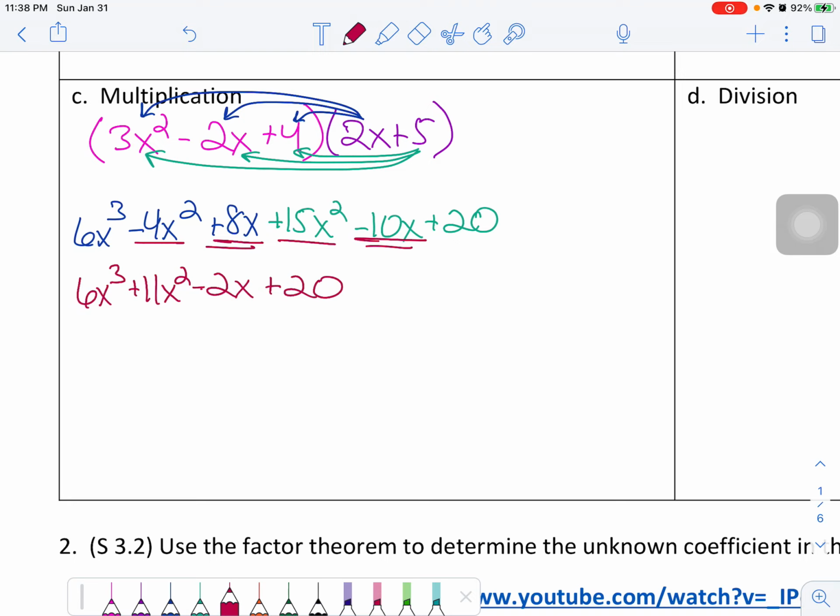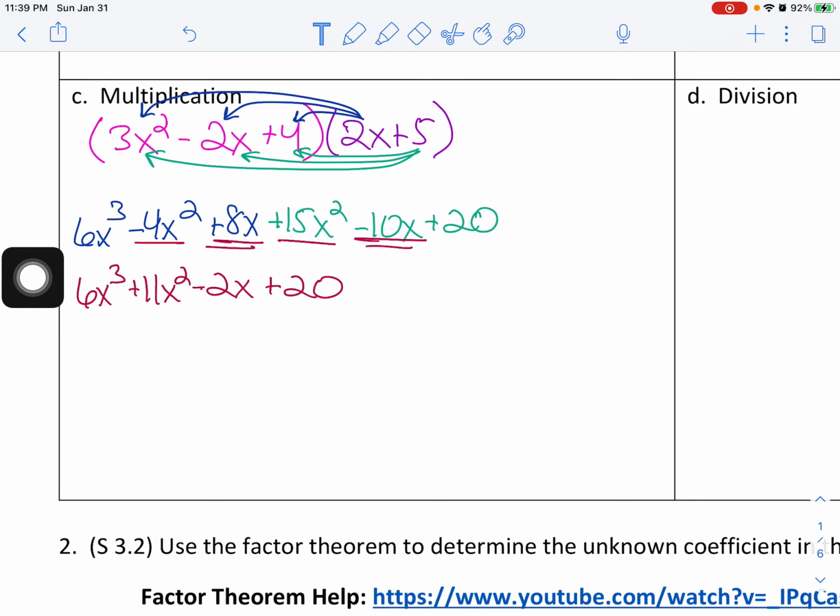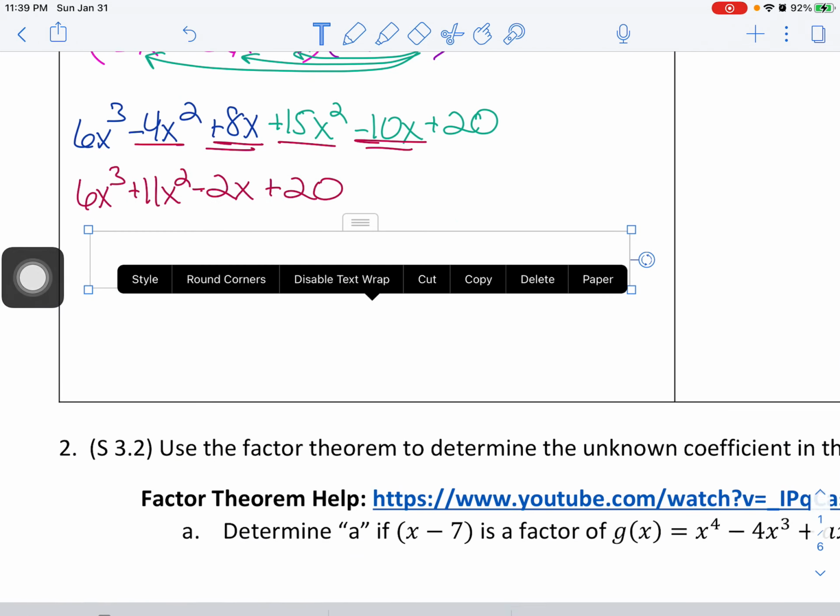Now, I've said it a bunch of times already in this video. It does not matter how many terms you end up with here. You're going to create a polynomial. In all the times that we've been doing multiplication or distributive property, you've always created something that's a polynomial. So that's why this set is considered closed.